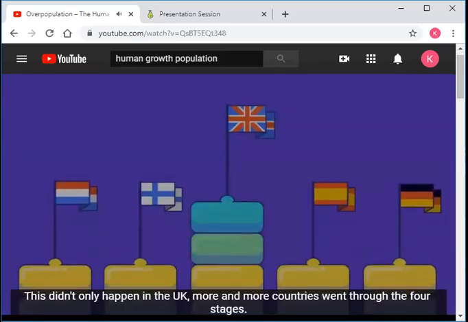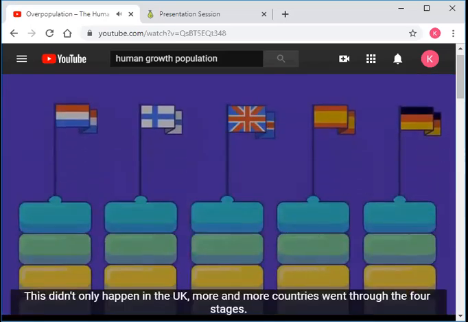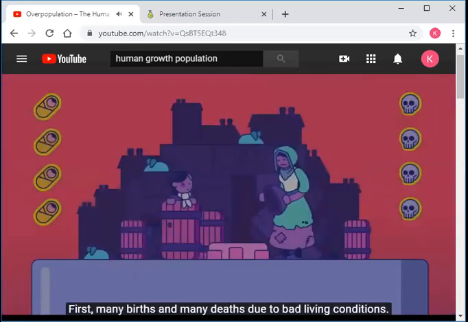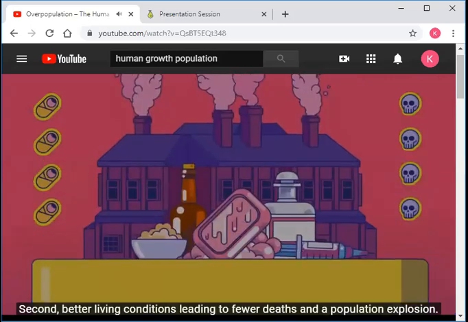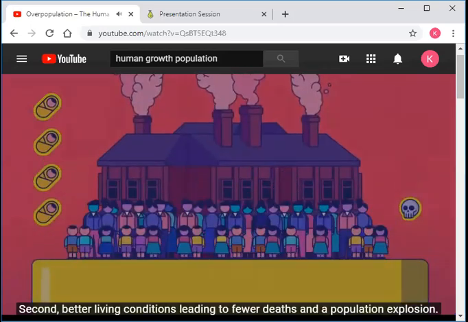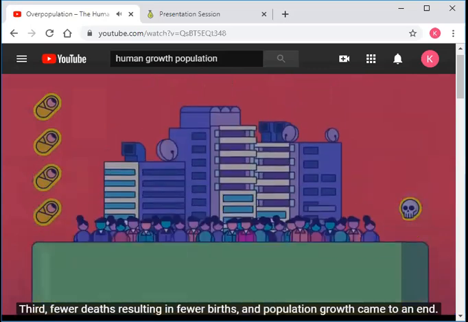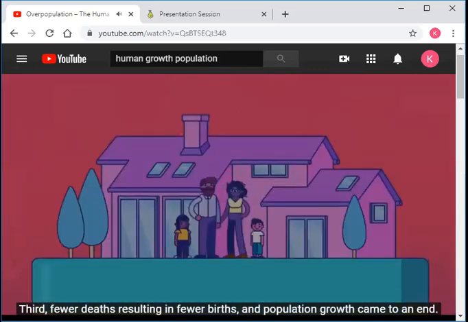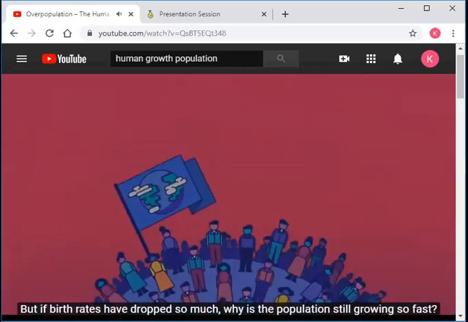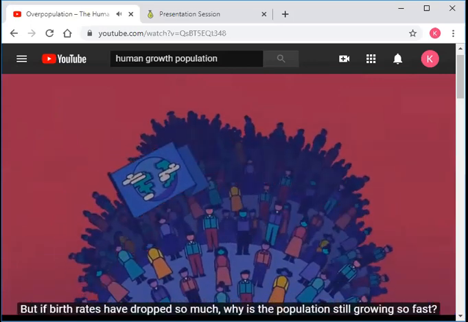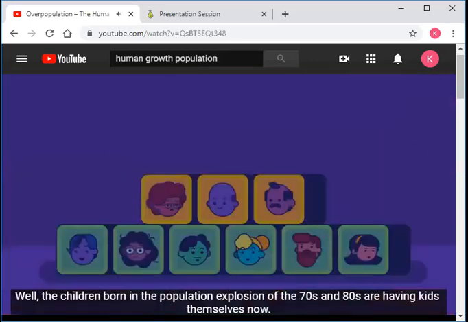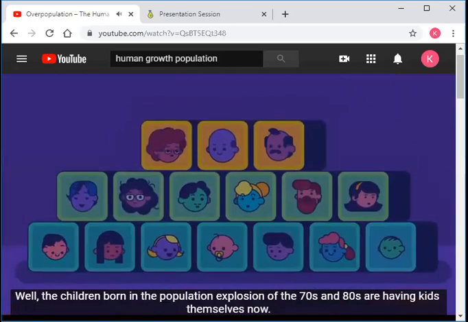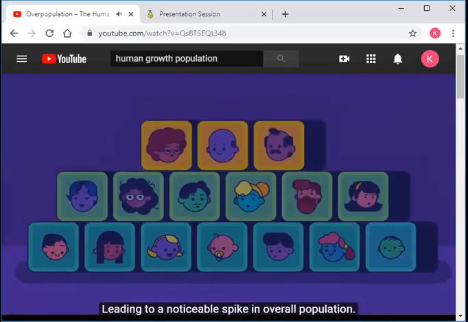This didn't only happen in the UK. More and more countries went through the 4 stages. First, many births and many deaths due to bad living conditions. Second, better living conditions leading to fewer deaths and a population explosion. Third, fewer deaths resulting in fewer births, and population growth came to an end. But if birth rates have dropped so much, why is the population still growing so fast? Well, the children born in the population explosion of the 70s and 80s are having kids themselves now, leading to a noticeable spike in overall population.